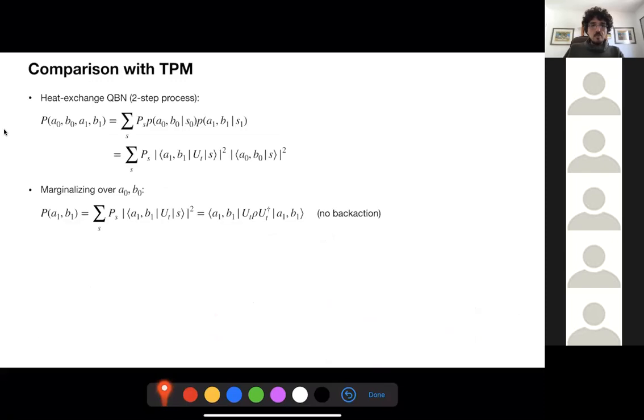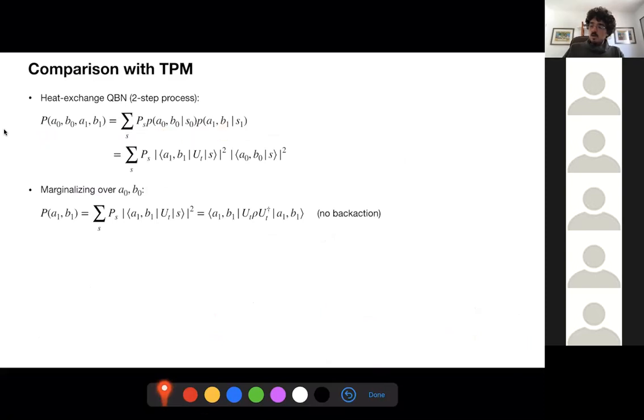And we can also compare it with the two-point measurement. So here I'm going to write down the QBN explicitly for that heat exchange problem. Essentially the QBN is: the systems have different states S and probabilities PS, so we sum over S. And then at each time, there are only two times, right?